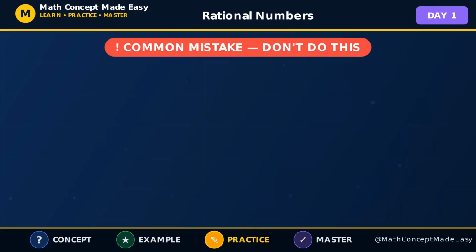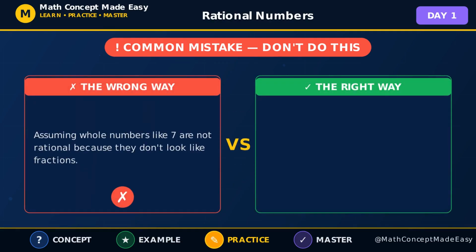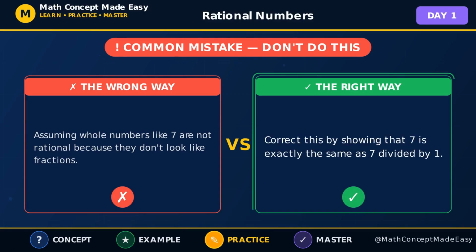Now, a quick warning, because I see students lose marks on this every single year. Before I show you, think about what could possibly go wrong here. 3, 2, 1. Assuming whole numbers like 7 are not rational because they don't look like fractions. Correct this by showing that 7 is exactly the same as 7 divided by 1. Compare the wrong way and the right way on screen, and promise yourself you will never fall for this one.